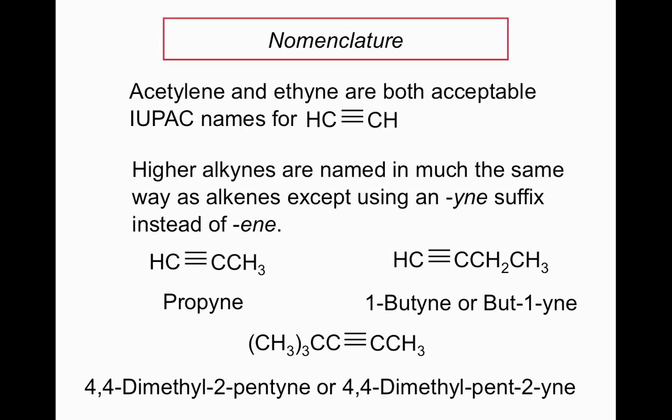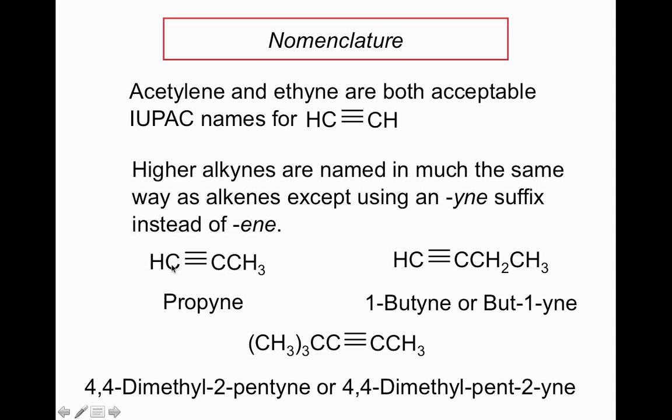To name alkynes, we use the same IUPAC naming system that we used for alkenes. The simplest alkyne, which contains a triple bond between two carbon atoms, is called acetylene or ethyne. Both are acceptable, ethyne being the IUPAC name. All higher order alkynes are named exactly the same way we did for alkenes, except instead of using the ene suffix, we replace it with the yne suffix.